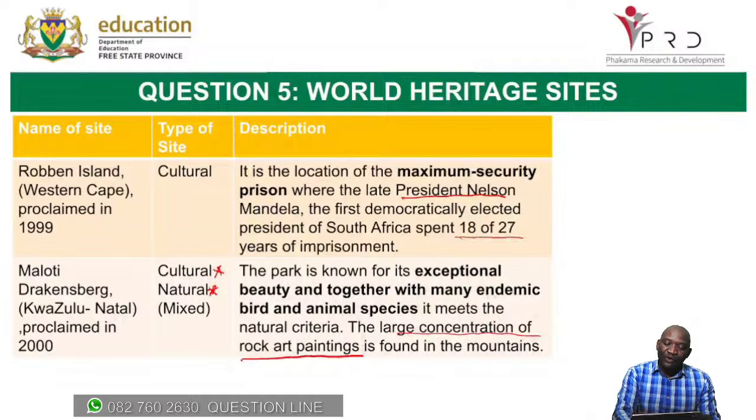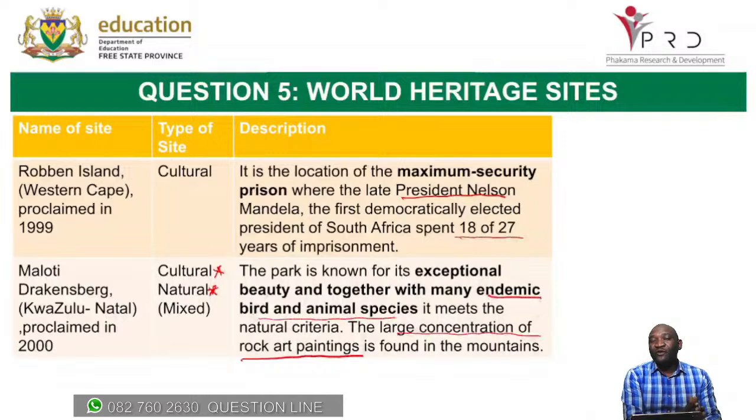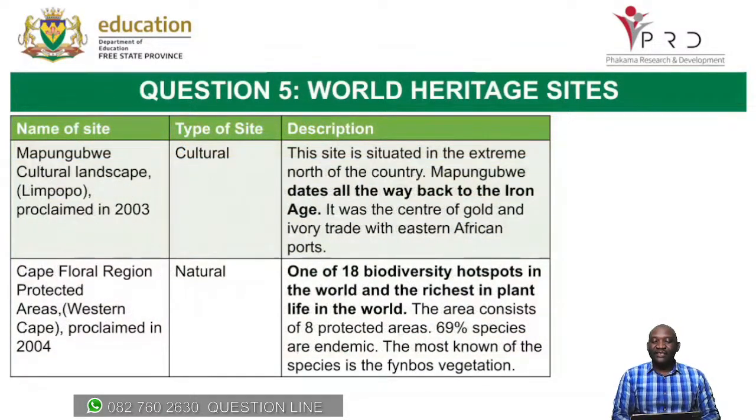And also we've got a lot of endemic bird and animal species that are found here. So this one makes it a mixed World Heritage Site because there is part of culture and there is part of nature that are found in this particular place. So because of the large concentration of rock art paintings, as well as the beautiful birds and animal species that are found here, it is indeed a mixed heritage site.